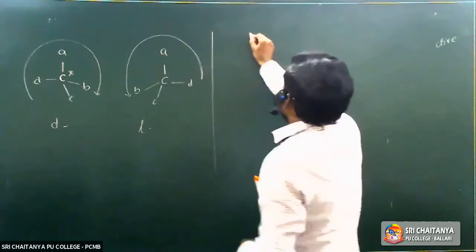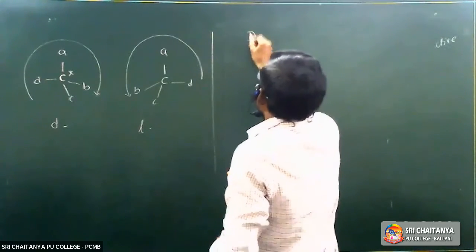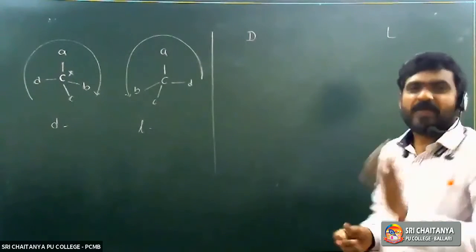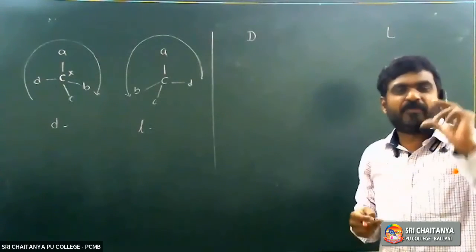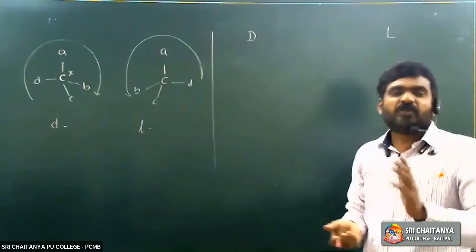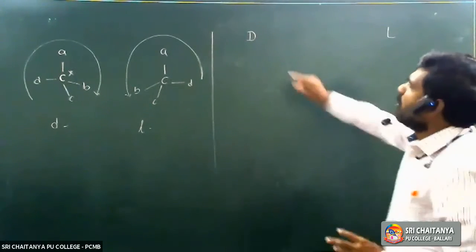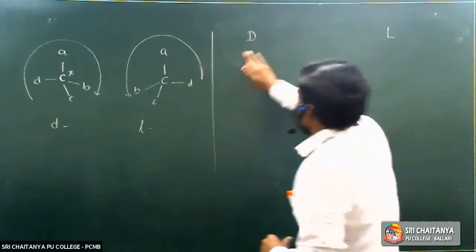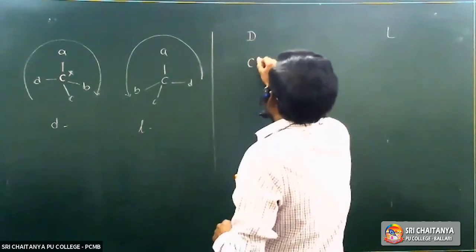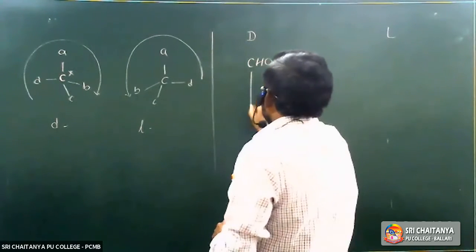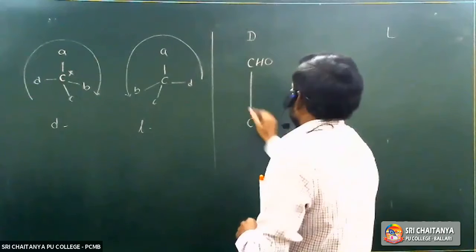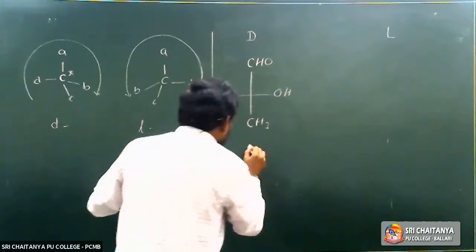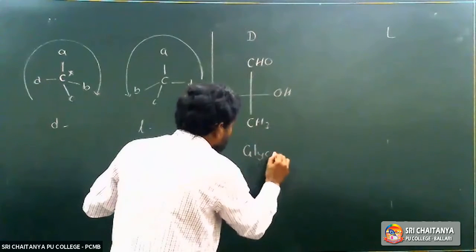Next, what is capital D and what is capital L? This capital D and capital L is used for amino acids and carbohydrates. For carbohydrates, first take glyceraldehyde: CHO, next CH2OH, next H, next OH. So it is called glyceraldehyde.